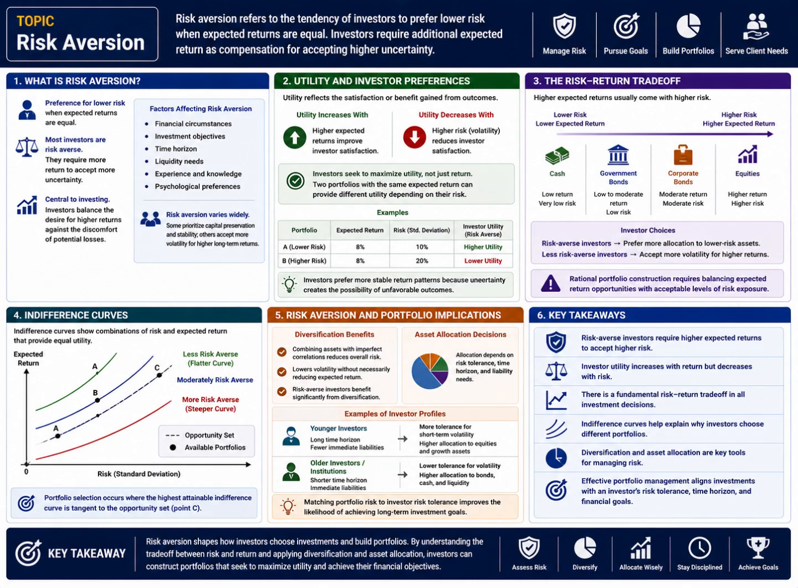Rational portfolio construction therefore requires balancing expected return opportunities against acceptable levels of risk exposure. This trade-off forms the basis for modern portfolio theory and strategic asset allocation decisions across financial markets.